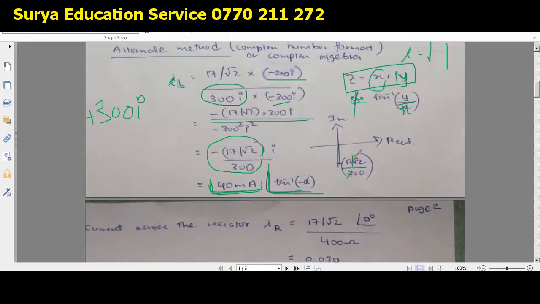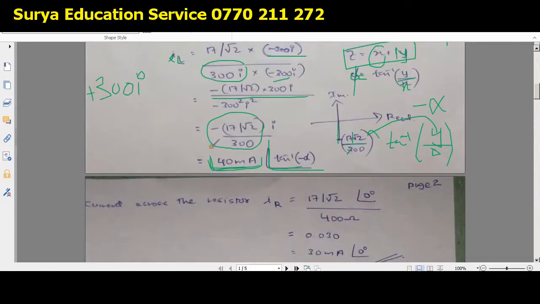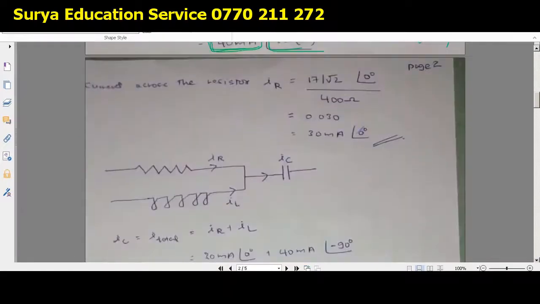So the angle would be tan inverse of this y value. So what is that y value? This one, divided by 0, because there is no real component. So it would be infinity. What infinity? That is the important part. It would be negative infinity. So tan inverse negative infinity means it should be minus 90. So 40 milliampere minus 90. Okay, I think now that is clear. See, the same answer. Okay, so now let's consider the resistor.